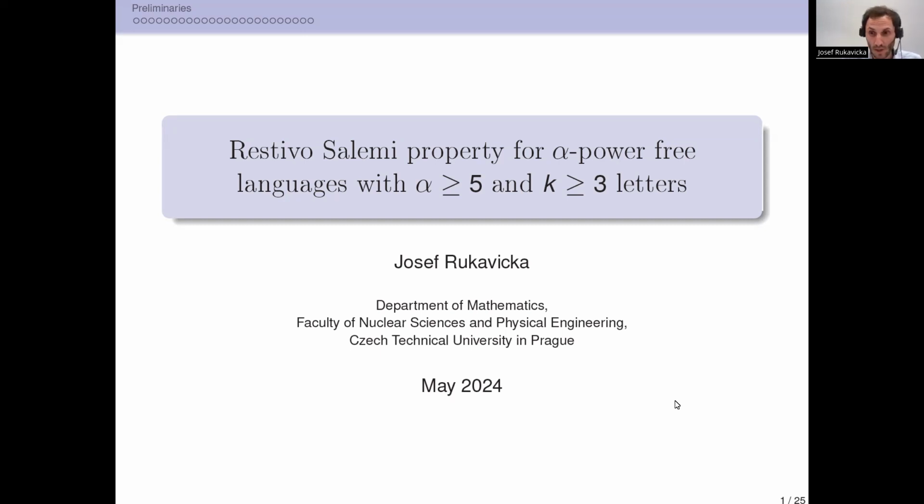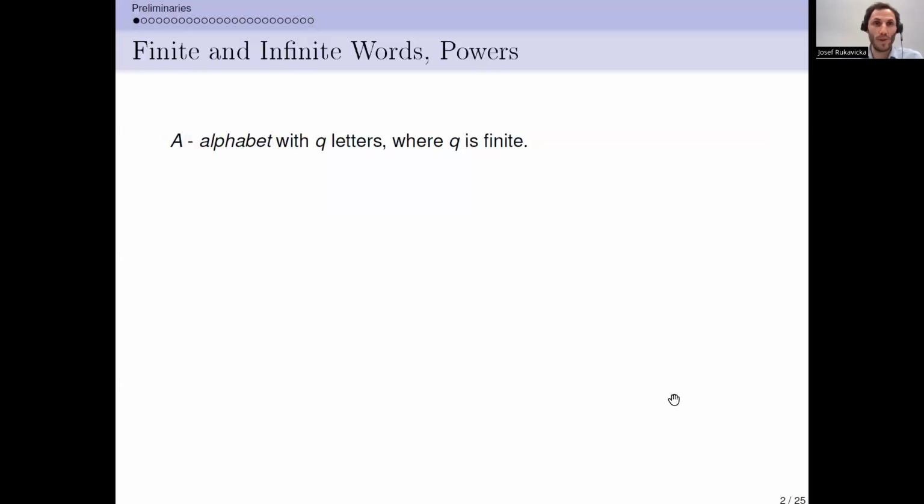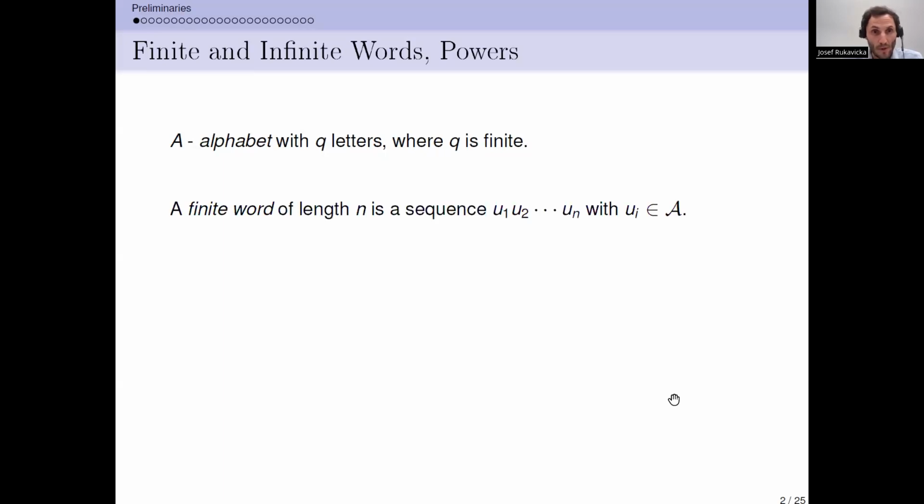So let us start with some basic definitions. I'm not sure how many of you are familiar with powers, so I will also present the very basic definitions. I'll start with the alphabet. I consider a finite alphabet with Q letters, some set of symbols. A finite word is a sequence of the letters from the given alphabet. The sequence is finite in this case. I think this is clear.